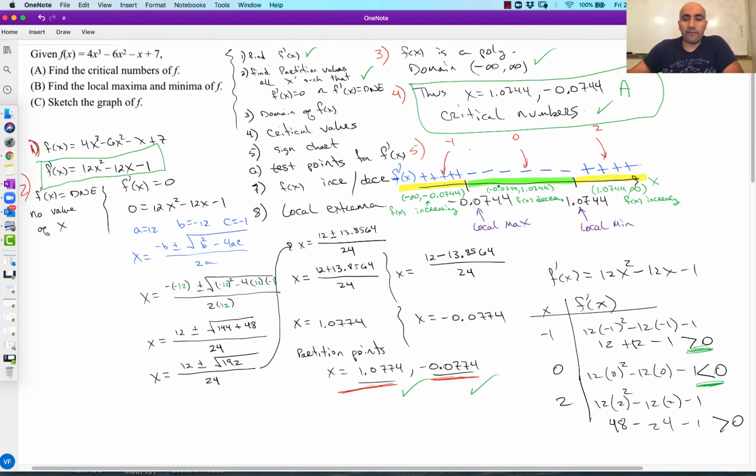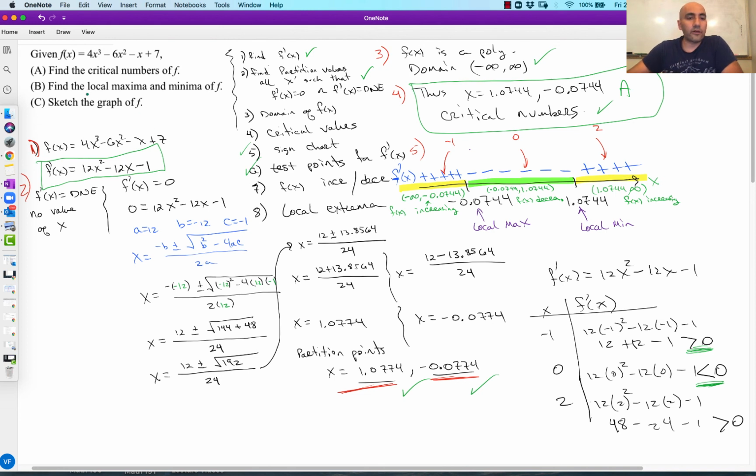Okay, that's part of creating the sign chart and finding test points. We did this, we did that. And then increasing or decreasing. Well, the original underlying function is going to be increasing whenever the derivative is positive. So it's increasing in this zone, and decreasing whenever the first derivative is negative. So it's going to be decreasing in this zone and increasing in this zone.